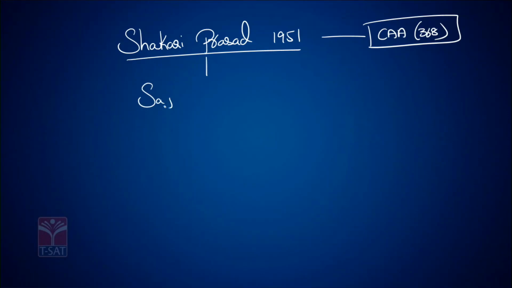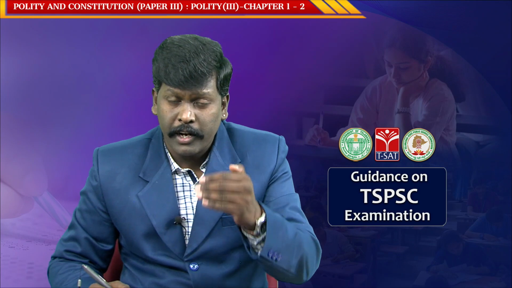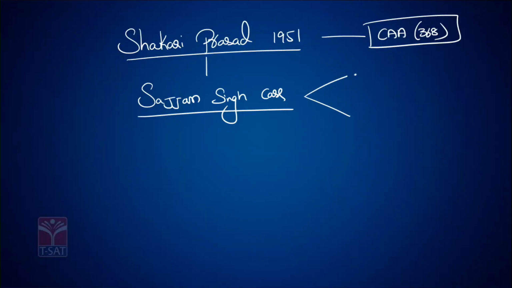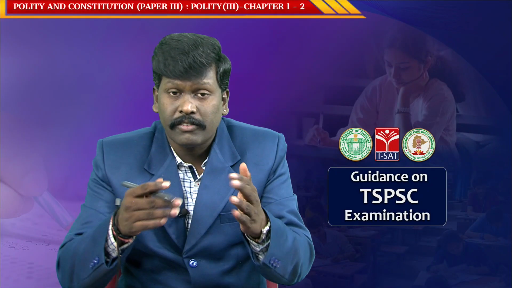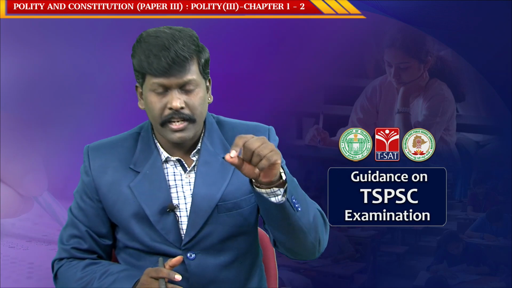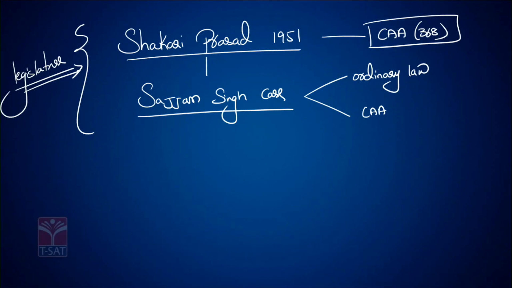Next, in the Sajjan Singh case, Supreme Court said Parliament has the authority to amend the entire constitution, both by an ordinary law or by Constitutional Amendment Act. In both cases, legislature is given more priority. Constitutional amendment by the legislature was made very easy. First, Shankari Prasad case said constitution can be amended only by Constitutional Amendment Act. But in Sajjan Singh case, Supreme Court said it can be done by ordinary law or Constitutional Amendment Act. There is no problem.